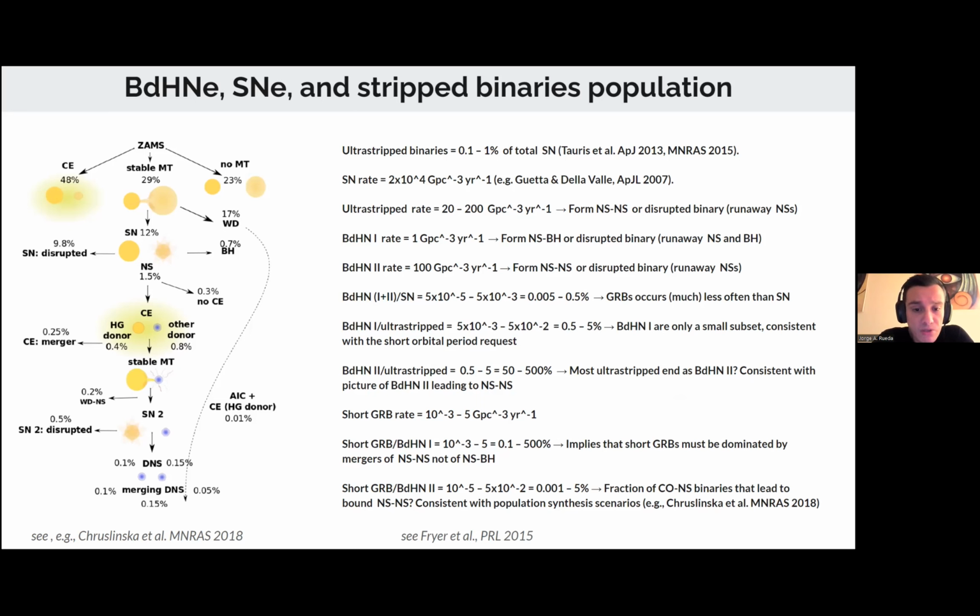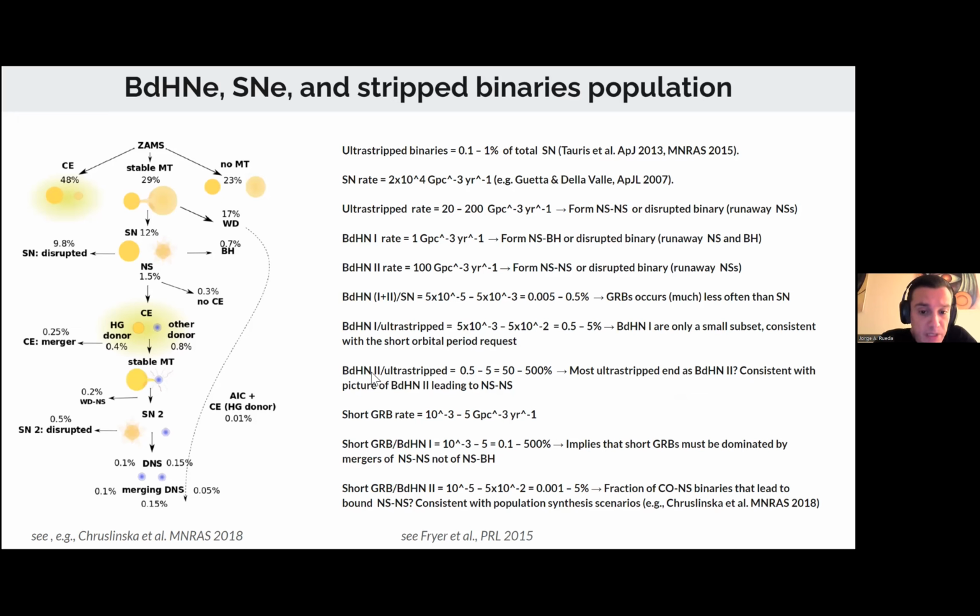This is consistent with the requirement that to form a BdHN1, the binary must be very tight. So you need a short orbital period, of the order of a few minutes. I will come to that. And this is a strong requirement. So you shouldn't expect these systems to form quite often. Okay, so this is the first message.